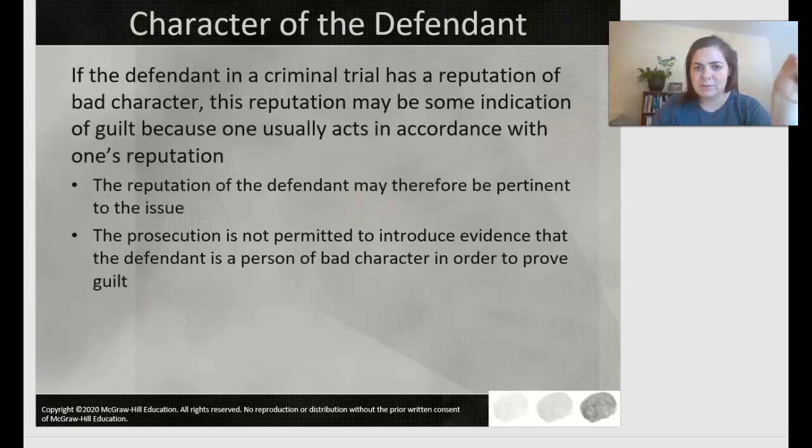If the defendant has a reputation for bad character, this can also, again, be another time for circumstantial evidence. The prosecutor cannot introduce evidence to show the defendant is a bad person to prove guilt, but they can show that this person has bad character, has poor reputation, if it is pertinent to the issue.